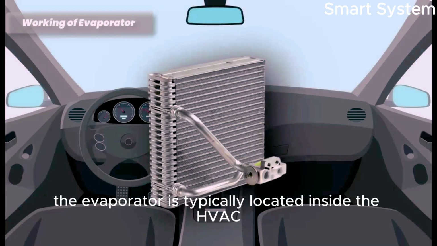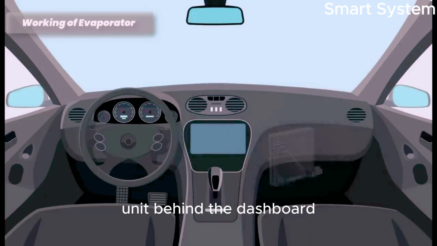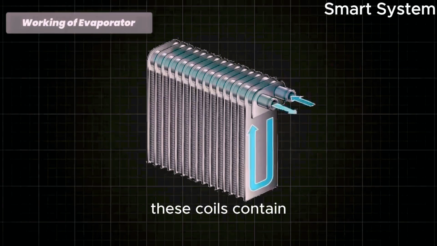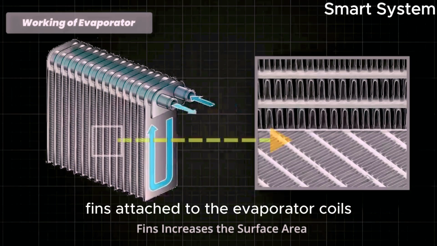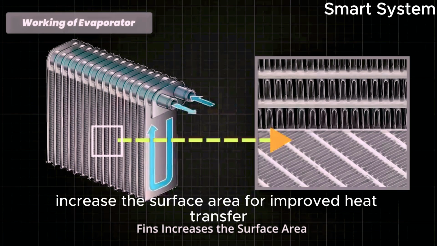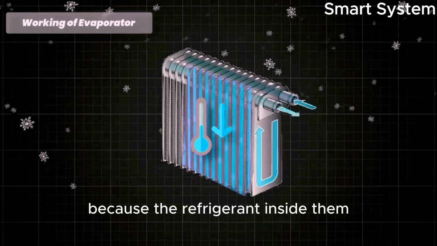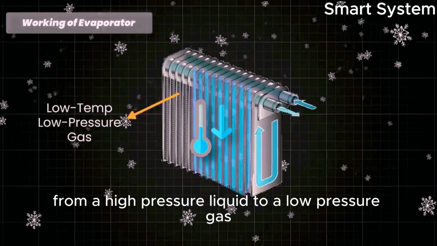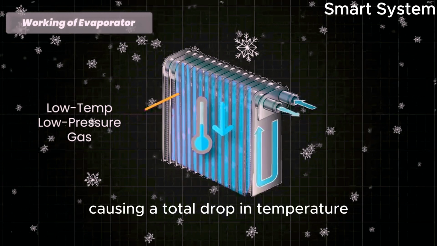The evaporator is typically located inside the HVAC unit behind the dashboard, and it is typically made of aluminum or copper. These coils contain the refrigerant that absorbs heat from the air. Fins attached to the evaporator coils increase the surface area for improved heat transfer. The evaporator coils are cold because the refrigerant inside them has undergone a phase change from a high-pressure liquid to a low-pressure gas, causing a total drop in temperature.